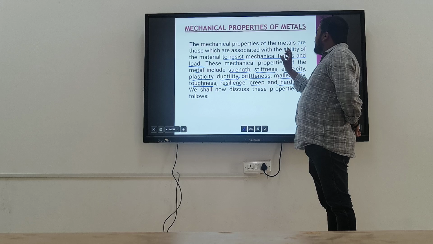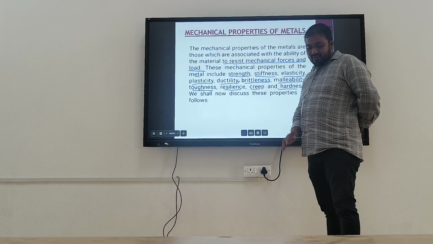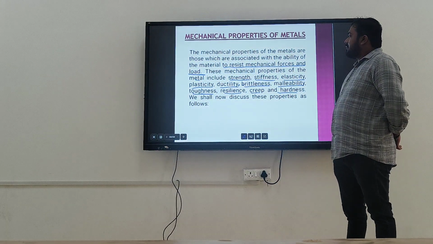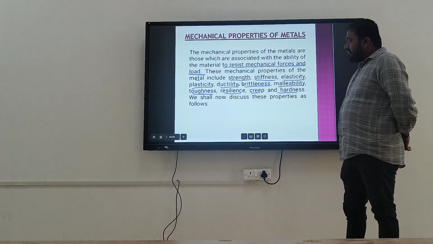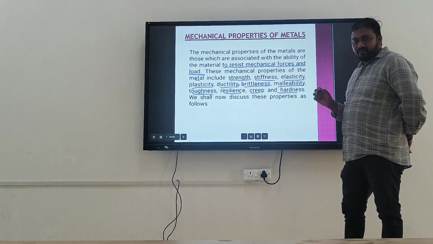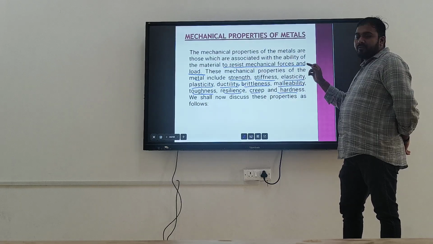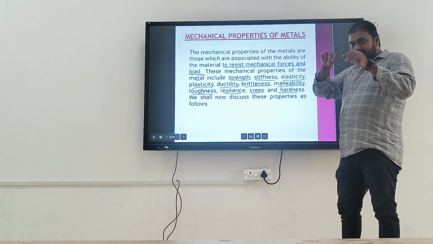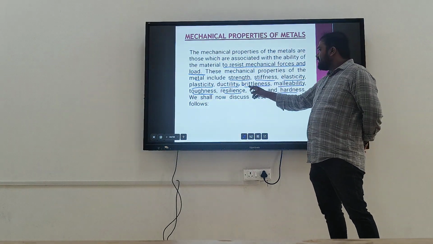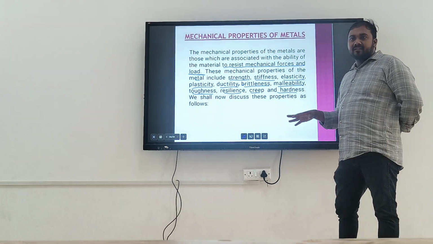So in mechanical properties, the material resists mechanical forces and load, and that is called the mechanical properties of the metals. Suppose we take a writing pen. The strength is good, the stiffness is good. That is some plastic pen, some elastic pen, with plasticity and ductility. Brittleness means it will crack. Malleability, toughness, resilience, grip, and hardness. These are the mechanical properties.